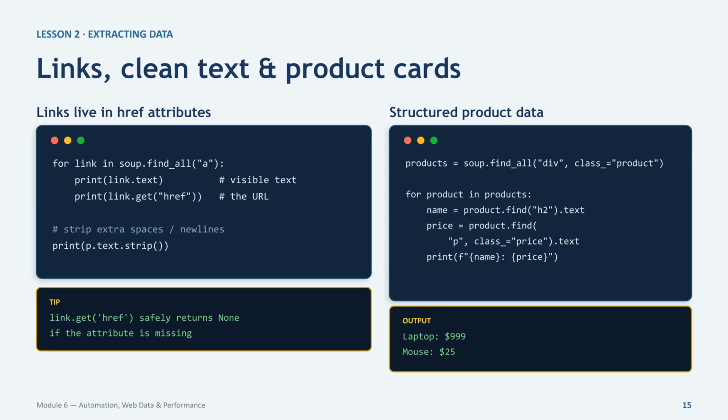When extracting links, use link.get to safely access the href attribute. When dealing with web text, apply the strip method to clean up extra white space. Finally, for lists of data like product cards, use a nested finding approach. Find the container, then search for details within it.